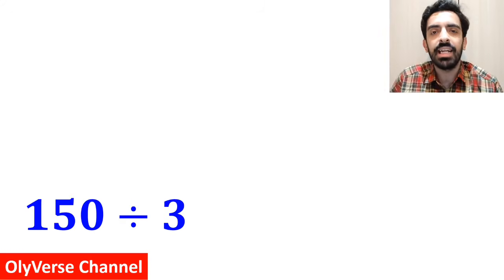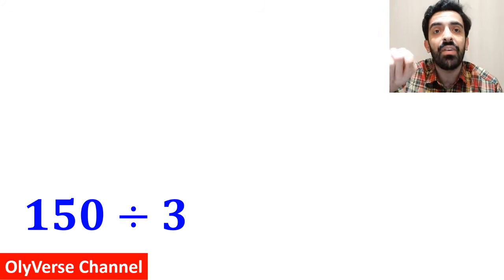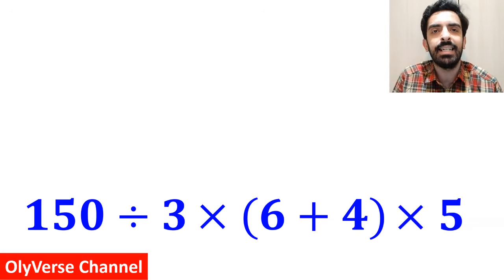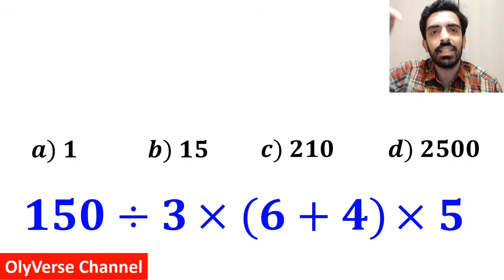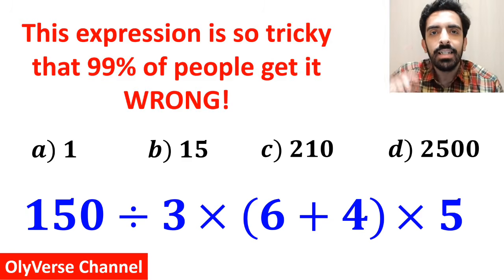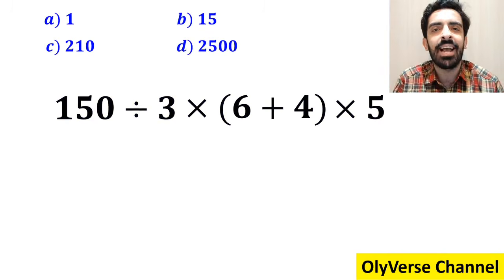What is the value of the expression 150 divided by 3 multiplied by (6 + 4) and multiplied by 5? Which option do you think is the correct answer to this question? This expression is so tricky that 99% of people get it wrong. Let's go step by step and solve it together.